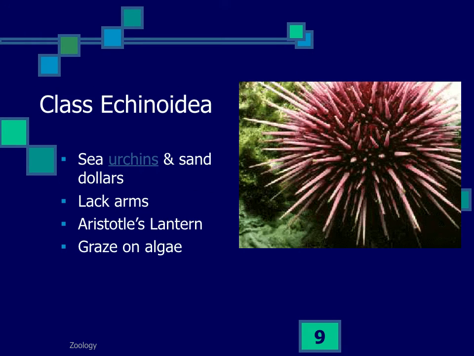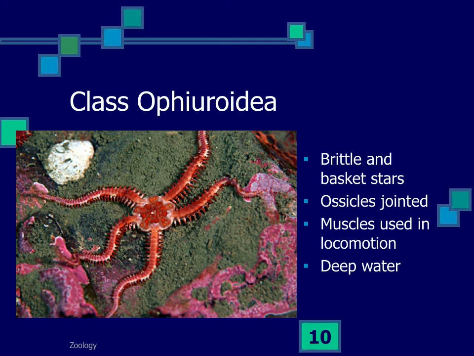Not all echinoderms are predators. Some are herbivores, and in the class Echinoidea, these are the sea urchins and sand dollars. These guys have a grinding structure called the Aristotle's lantern, and they scrape algae off rocks and free living stuff and are very effective herbivores. Another group of the echinoderms are the Ophiuroidea. These are brittle stars and basket stars. Their ossicles are jointed, and they rely more on muscles for locomotion and are very common animals in deep water and move much faster.